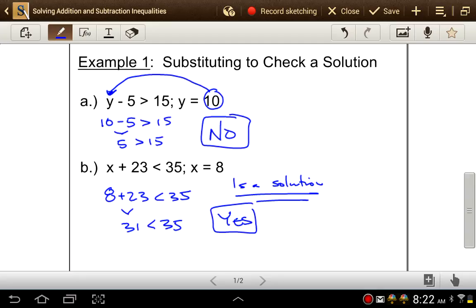Okay? So that's how you can check your solutions, and that's going to help us when we get to our graphing. Okay? If you need to pause, go ahead. Otherwise, I'm going to move on to our next example.